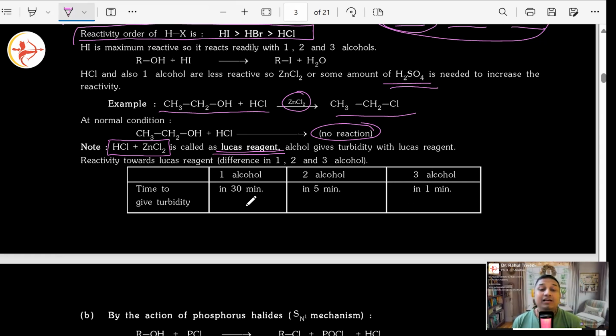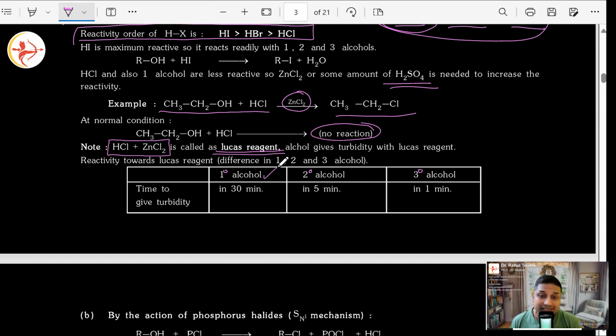And it makes a very beautiful test. What is that? If you react it with alcohols, primary, secondary, and tertiary, you can identify primary from secondary from tertiary alcohols using this Lucas reagent. How? When it comes to primary alcohol, very less reactive. We already saw that. 1 degree alcohols, correct? Degree is missing here, I hope you can make sense. So 1 degree alcohols are quite less reactive.